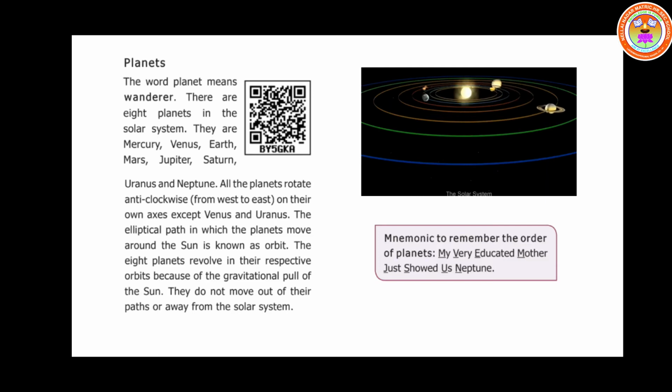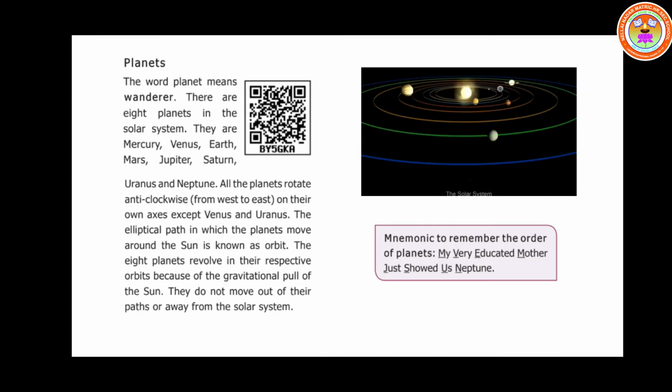Now tell me, children, how many planets are there? Yes, there are 8 planets. Can you name them? They are Mercury, Venus, Earth, Mars, Jupiter, Saturn, Uranus, and the last one, Neptune. All these planets revolve around the sun. Okay?